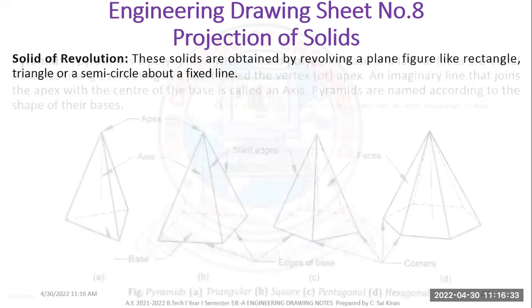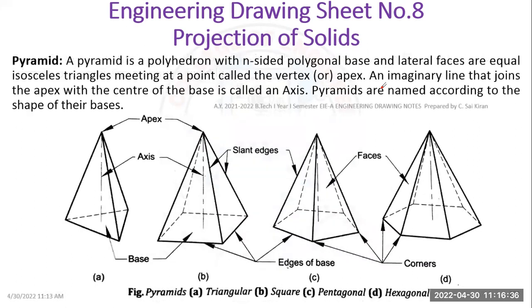And these are the corners. They can say in the exam that a corner is resting on VP, a corner is resting on HP, or else an edge. So these are the edges resting on HP, edges resting on VP. They can ask any type of problem, or they can say that the axis is perpendicular to HP, or the axis is perpendicular to VP. They can say anything in the exam. These things you have to remember. And it has isosceles triangles meeting from the corner point to the apex.